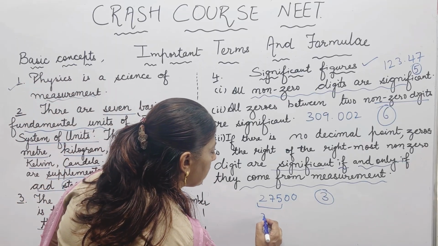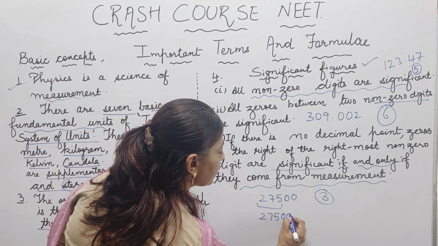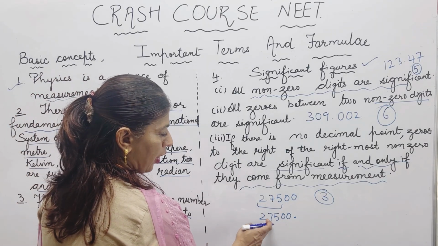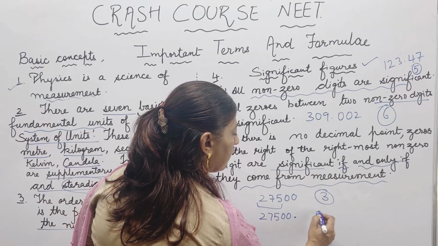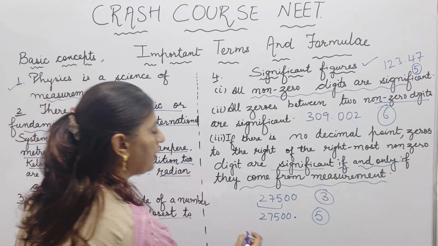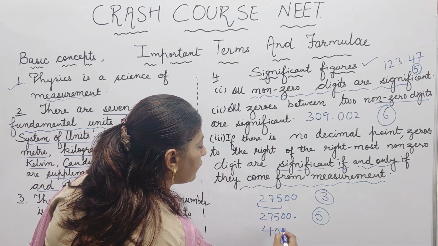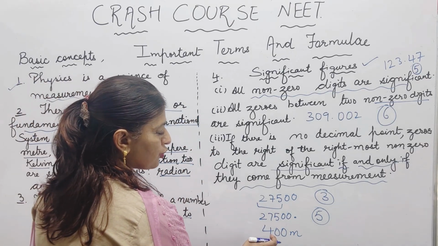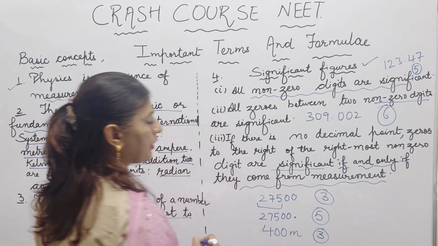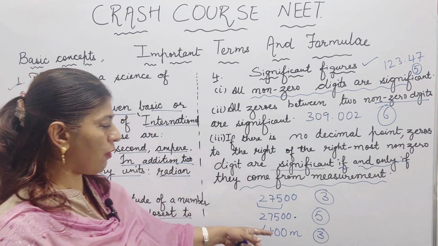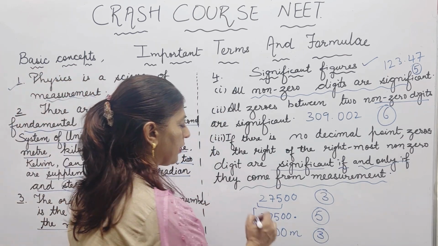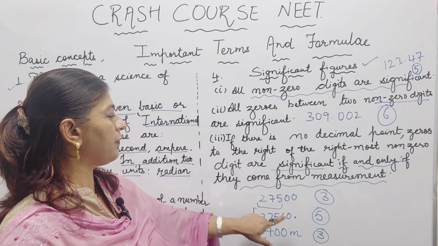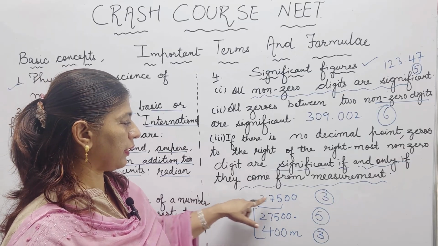Now, if the number is 27500 with a decimal point, then it will contain 1, 2, 3, 4, 5: 5 significant figures. If the number is 400 meter, a measurement is being given, so 1, 2, 3: 3 will be the significant figures. So if there is a decimal point or the meter coming from measurement, then these zeros will be counted as significant figures. Otherwise, it does not contain any measurement.